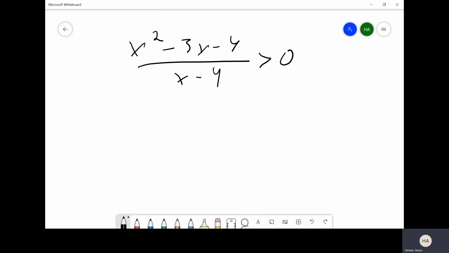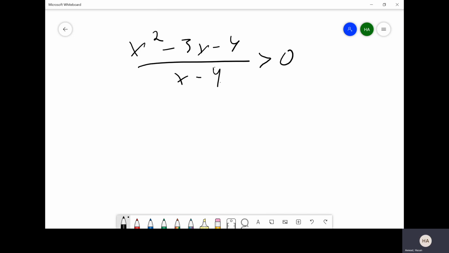This is the biggest exception between a rational inequality and a rational equation, okay? When we factor, we're not going to cancel anything out. And I'll show you why in a second, but we're still going to factor, okay? So we have to factor the top, right? Because we have a quadratic on top. So we have x squared minus 3x minus 4.